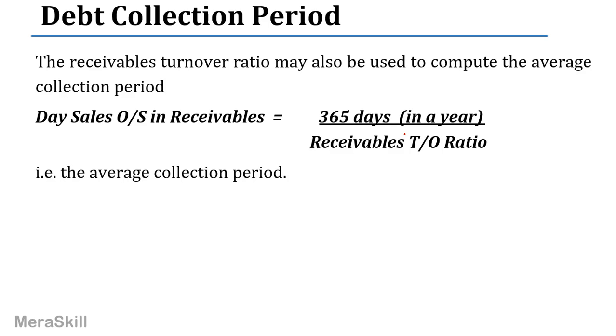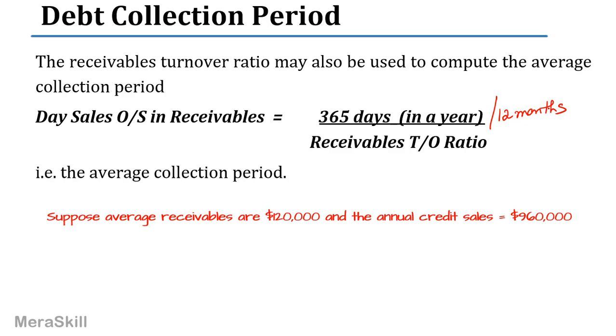From the receivables turnover ratio, we come to the debt collection period, which is nothing but 365 days divided by the receivables turnover ratio. 365 days, or like I said, we could always take 12 months. We could also take 12 months. This is the average collection period.